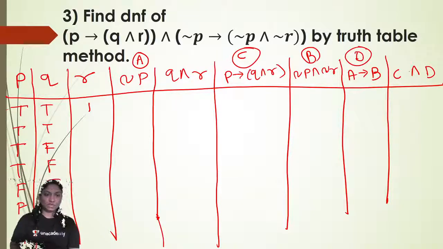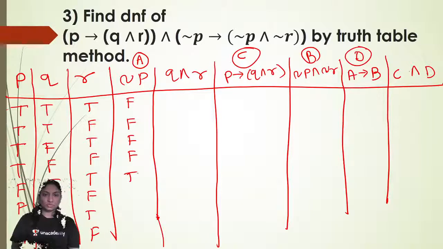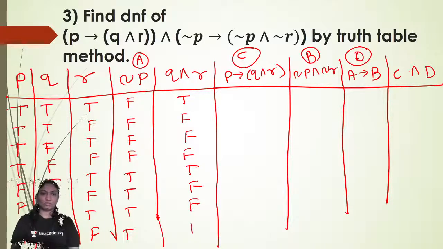TTFF, TTFF. Here is TF, TF, TF, TF. Now negation of P: false, false, false, false, true, true, true, true. Right? Then Q and R. So Q and R both are true, true, false, false, false, true, false, false, false.